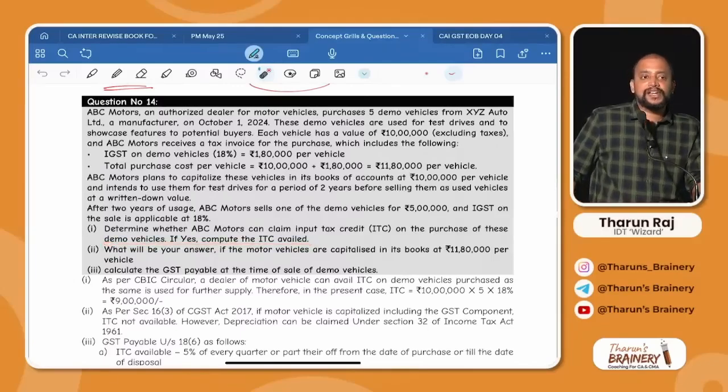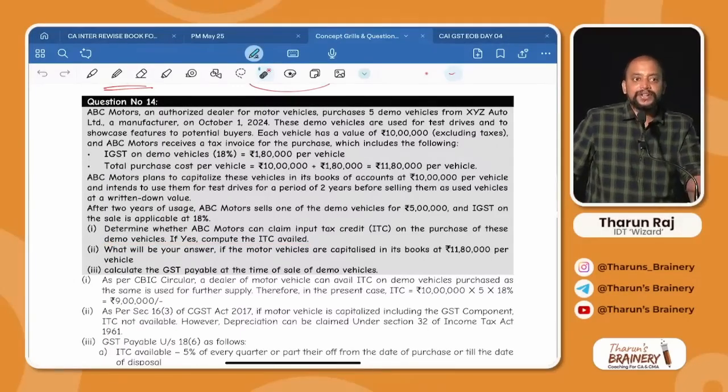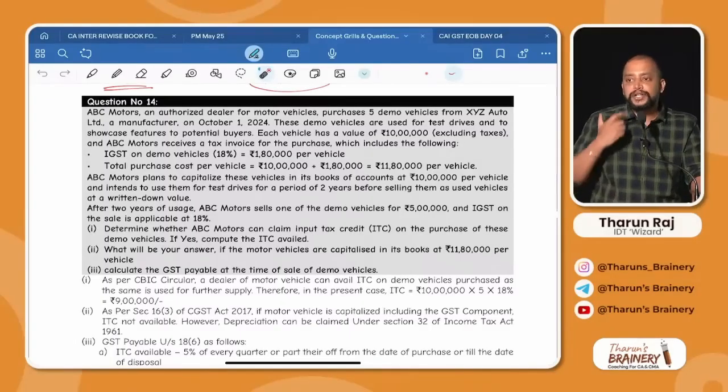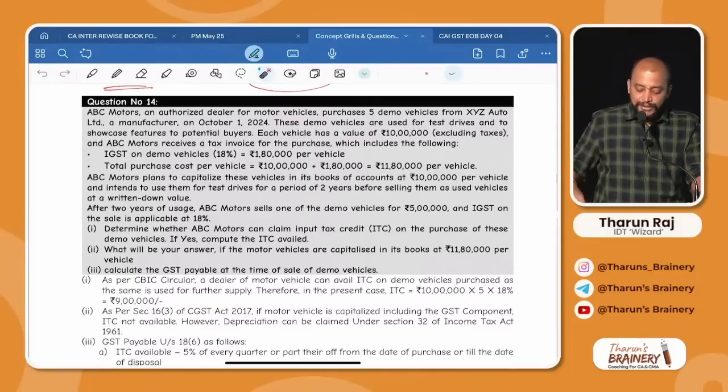What is the value of the demo vehicle purchase? 10 lakhs. What is the GST paid on that? 1,80,000. How many demo vehicles they purchased? 5. So as per CBIC circular, can they take ITC on the demo vehicle purchased? Yes. 1,80,000 into 5 will be 9 lakhs. So they can take an ITC of 9 lakhs.